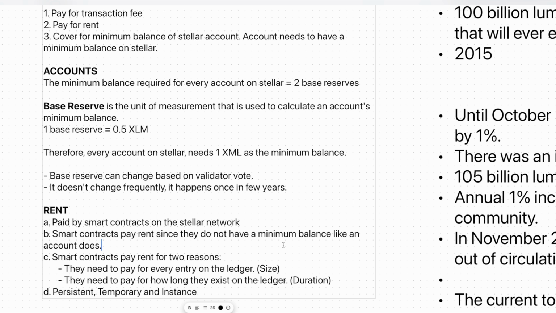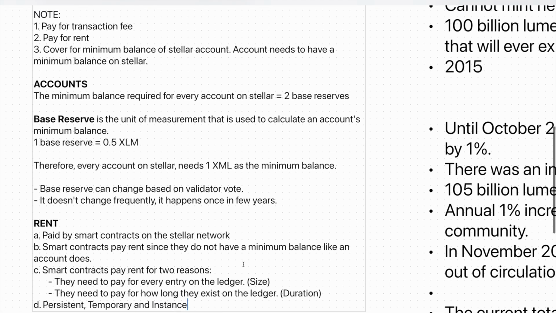So rent is paid by smart contract to exist on the ledger, right? So basically, it's paid by smart contract. Let me add that to it. On the Stellar network.